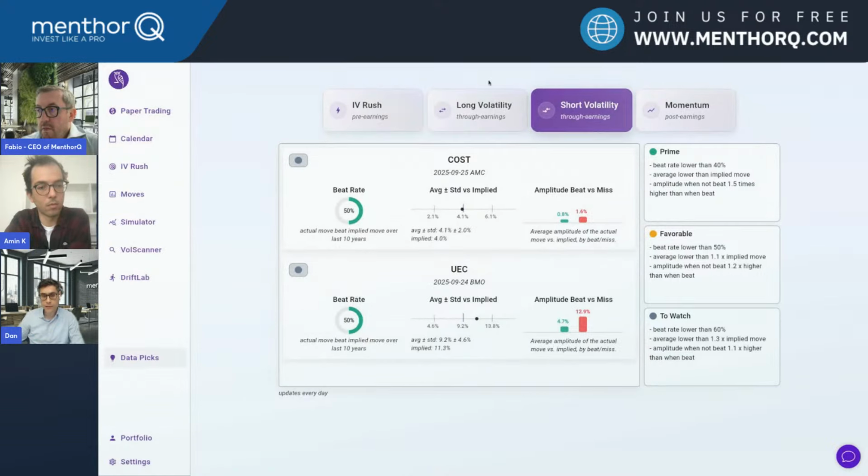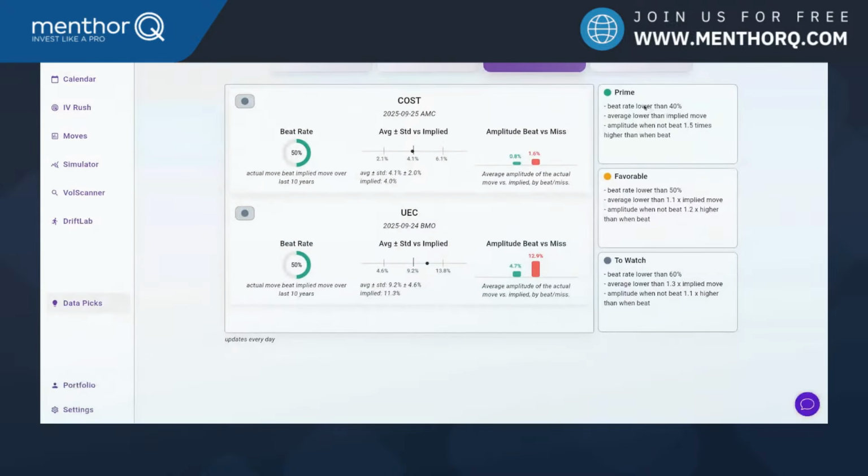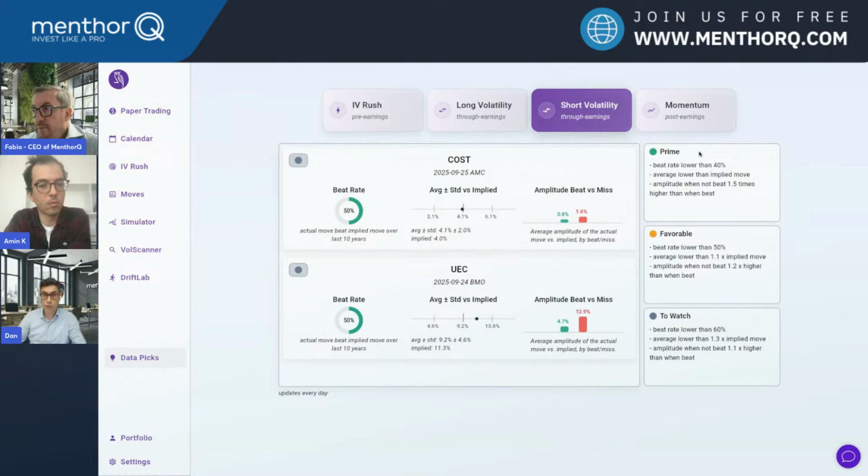So basically, you can see here, we have a beat rate. We have some amplitudes of beats versus misses, and you have everything you need here. On the right, you can see also, is this a stock which really never beats the move the market has anticipated? No, we had some bigger moves in the last 2-3 years. So this is something where we have to be more cautious. That's why I love it here. It's very simple for traders who are very experienced. This is something you can set up. But if you are a novice, or you just want to play safe, then maybe you should focus on the green ones.